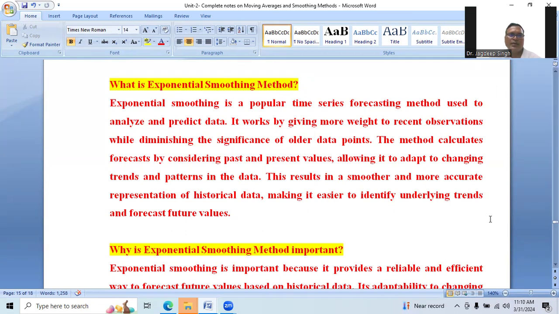So what is the exponential smoothing method? Exponential smoothing is a popular time series forecasting method used to analyze and predict data. It works by giving more weight to recent observations while diminishing the significance of older data points. The method calculates forecasts by considering past and present values, allowing it to adapt to changing trends and patterns in the data. This results in a smoother and more accurate representation of historical data, making it easier to identify underlying trends and forecast future values.